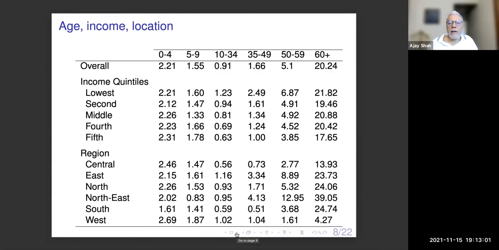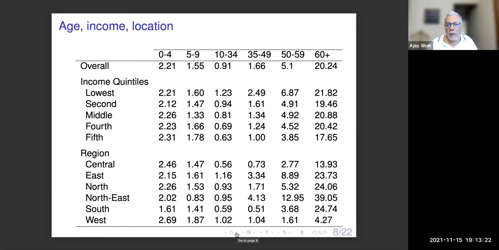So in this table, the columns are cut up by age groups. This is age 0 to 4, this is age 5 to 9. Then we have clubbed together age 10 to 34. This is age 35 to 49. This is age 50 to 59. And we have clubbed together age 60 plus. And this shows you the overall pattern.